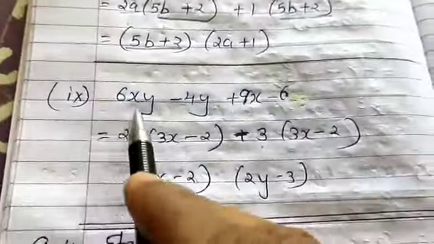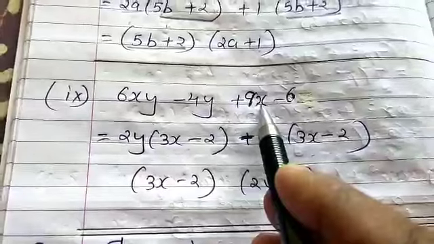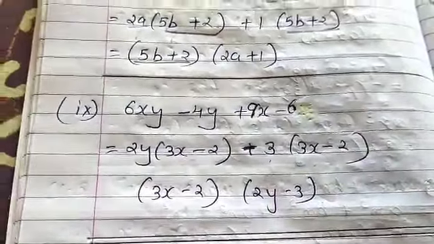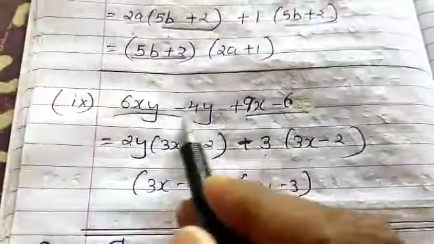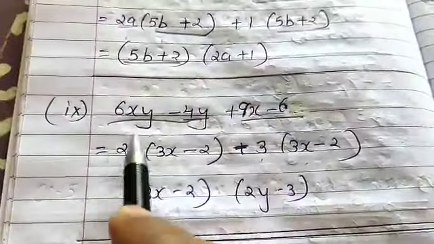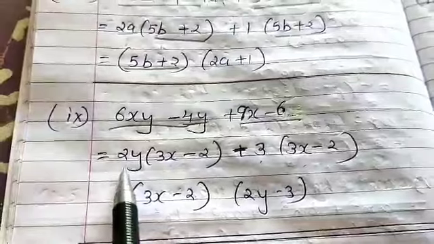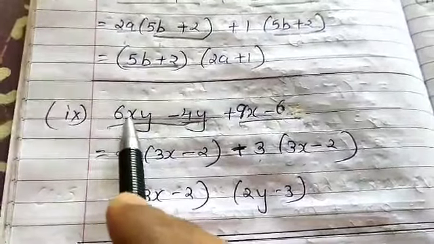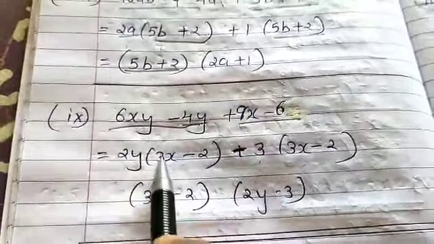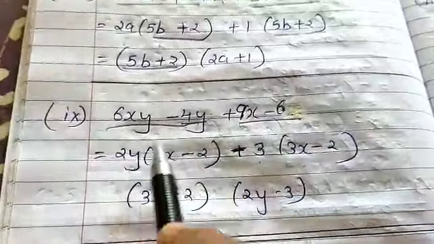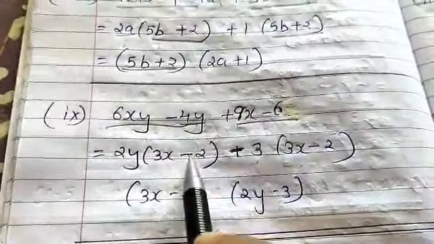Now the next one is 6xy minus 4y plus 9x minus 6. So here also make a group of 2. Then if you see, here also the highest common factor is 2 and y, so write down 2y as common. So when you divide 6xy by 2y, you will get 3x, and when you divide 4y by 2y, you will get 2. That is negative, so put a negative sign.